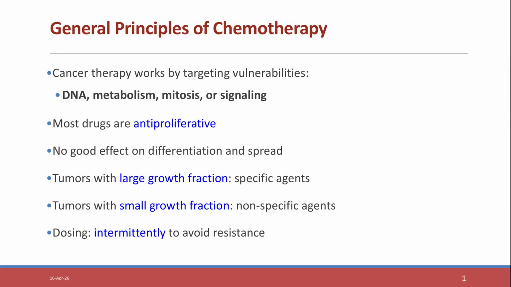Most anti-cancer drugs are anti-proliferative, meaning they target dividing cells. However, they have limited effects on differentiation and metastasis. Tumors with a high growth fraction respond better to phase-specific drugs, while those with a low growth fraction require non-specific agents.